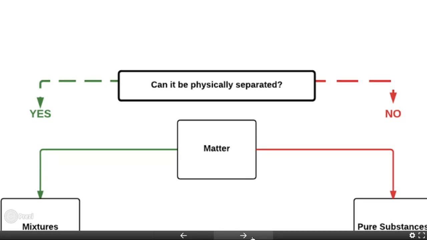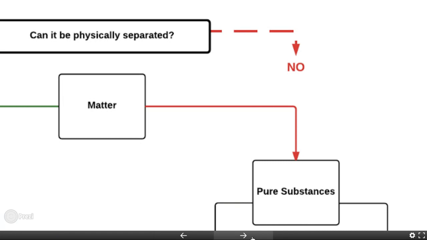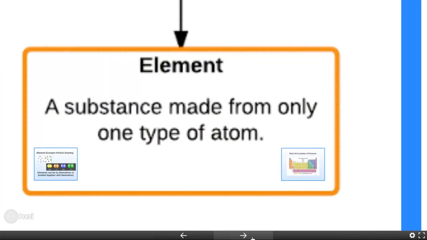If that is the case, it's got to be a pure substance. So pure substances, there are 2 different types. The first type is an element. That is the most basic pure substance that we have. It's made up of only one type of atom. And how to find examples of this, it's pretty easy.